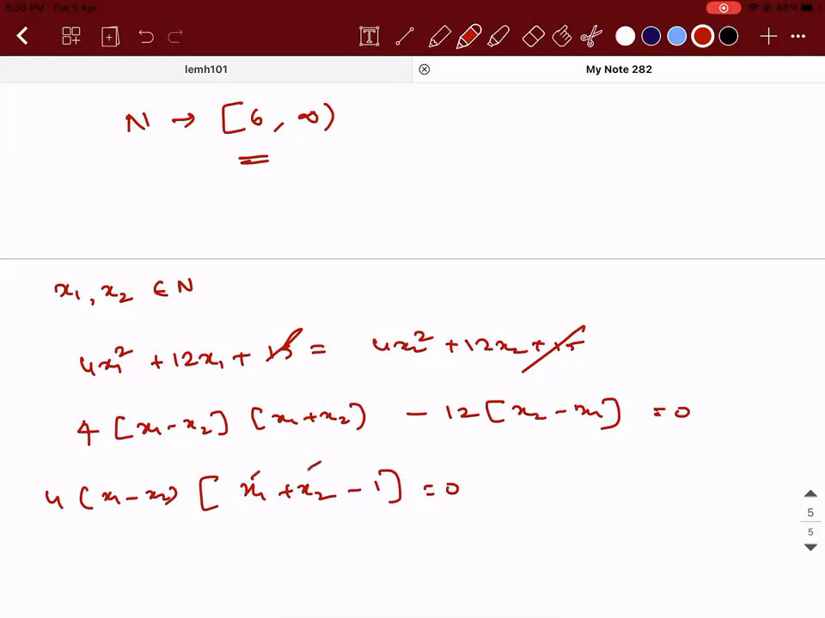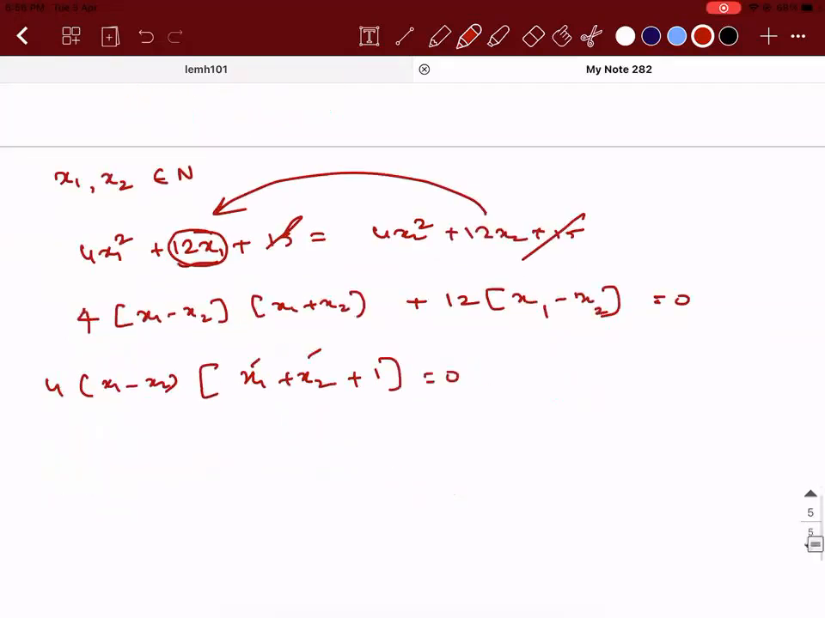Since x1 and x2 belong to natural numbers, so minus of minus 1. This plus, then plus, then x1 minus x2. Correct? Now 12 is here. This x2 I bring to this side. 12 into x1 minus x2. Observe that 12x1, that I changed. So x1 plus x2 plus 1.